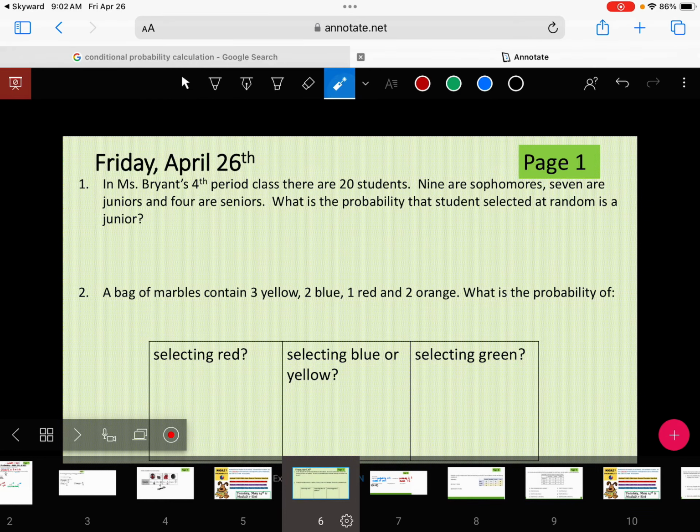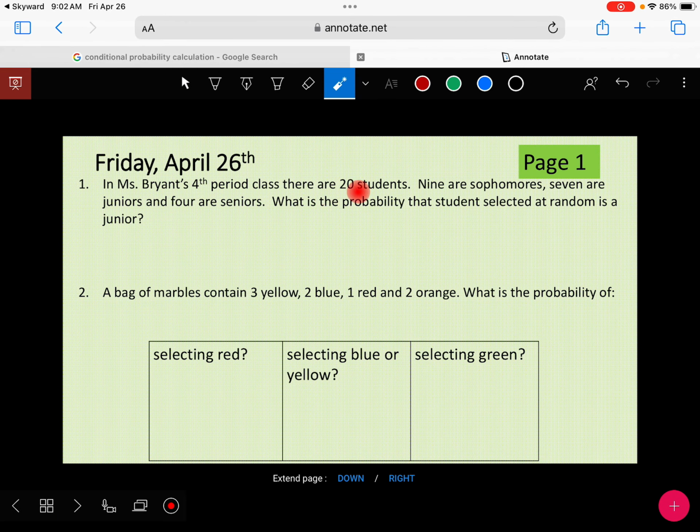Miss Bryant's fourth period class has 20 students. 9 are sophomores, 7 are juniors, and 4 are seniors. What is the probability that a student selected at random is a junior?